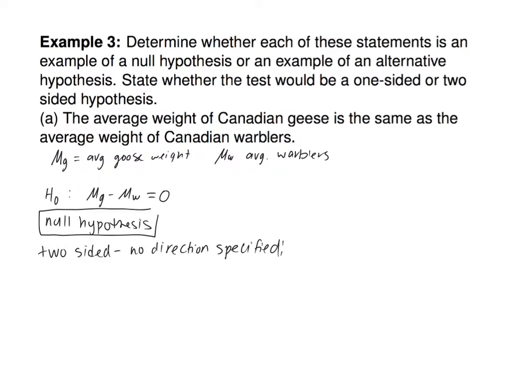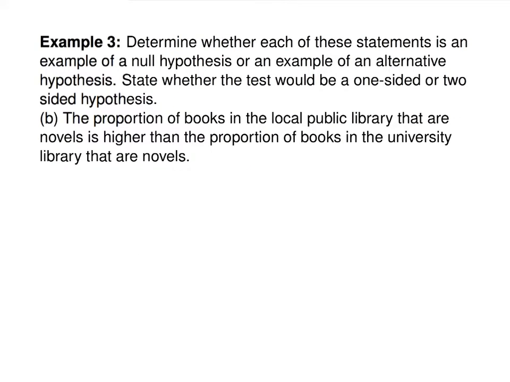Okay, is that all right? This one: the proportion of books in the local public library that are novels is higher than the proportion of books that... Wait, what? Yeah, it looks like it says the same thing, but it's public library and university library. Oh, yeah. Thank you.